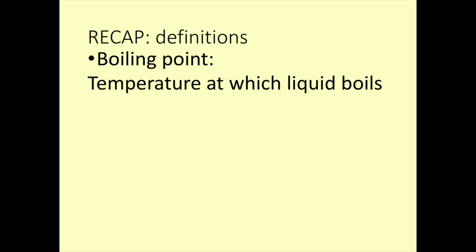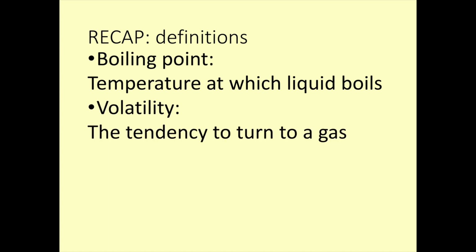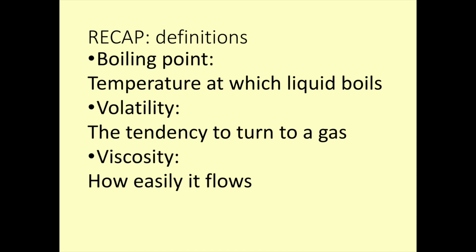So the first one is boiling point, and this is the temperature at which a liquid boils. Volatility is the tendency to turn to a gas. Viscosity is how easily it flows. Now this one often causes some confusion. So high viscosity means that it's difficult for it to flow.